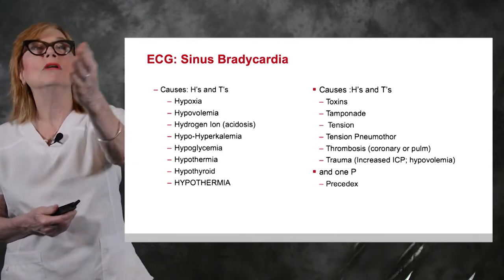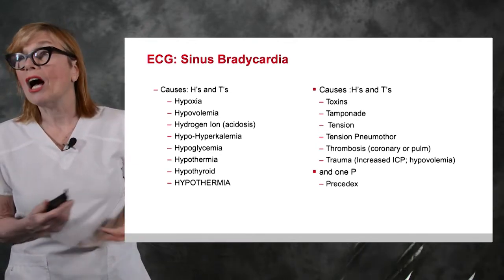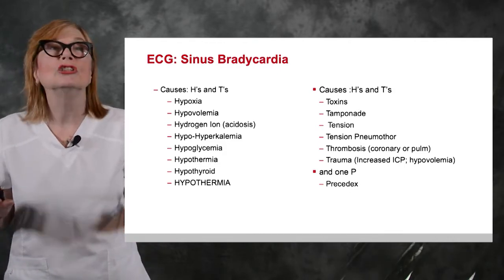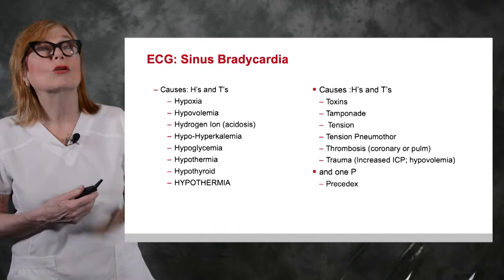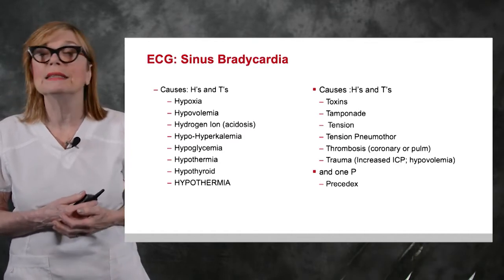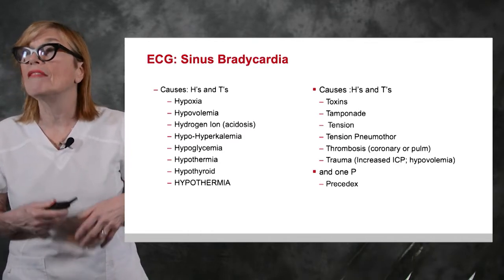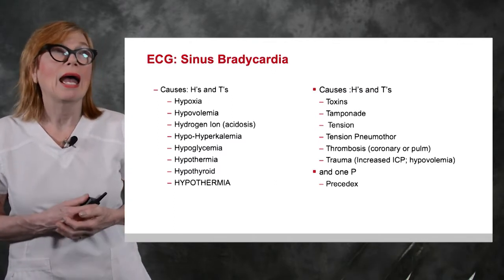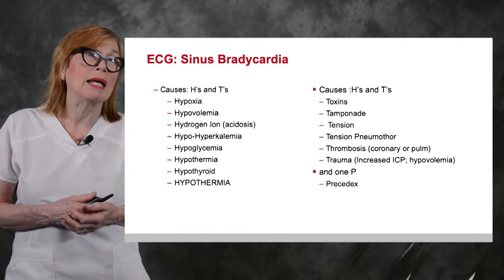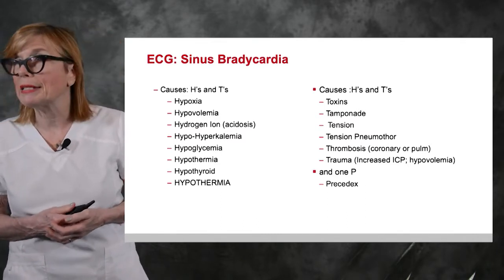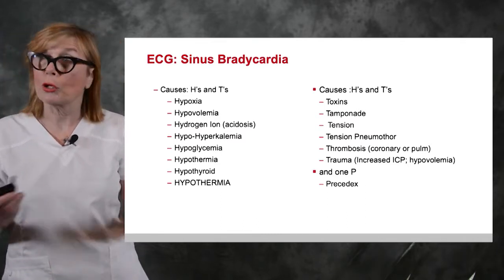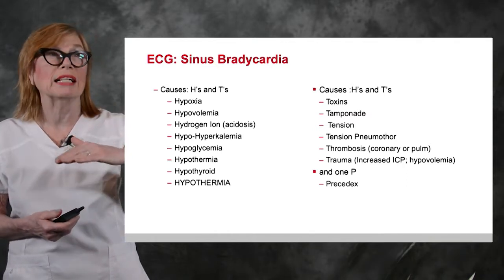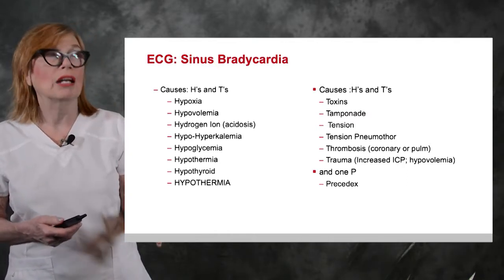And then we move to the T's. Any toxins? Is the patient in cardiac tamponade? Do they have a tension pneumothorax? Is there coronary or pulmonary thrombosis? Or have they had trauma and they have hemorrhagic hypovolemia, or they have an increase in intracranial pressure? And then, of course, I add one big P, and that big P is Precedex, dexmedetomidine, which we use for sedation for our patients, reduction of anxiety without suppression of ventilatory drive.